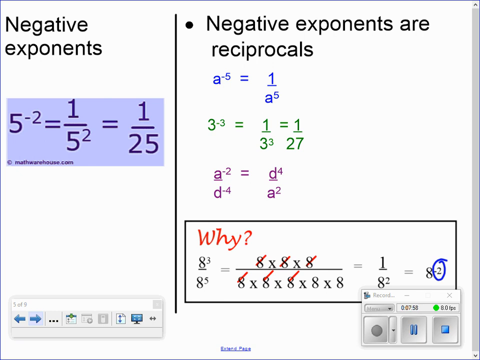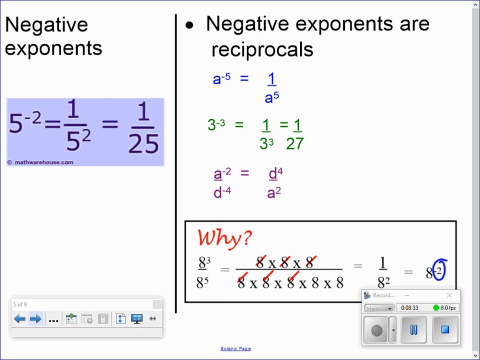And remember that you can cancel out anything that appears in both the top and the bottom. So since we have 3 eights on the top and 3 eights on the bottom, I can cancel out the 3 eights on the top with the 3 eights on the bottom. And what that leaves me with is, well, everything on the top appeared to cancel out, so that means that what I'm really left with is 1. And 8 times 8, I can simplify that to 8 squared, so it's 1 over 8 squared.